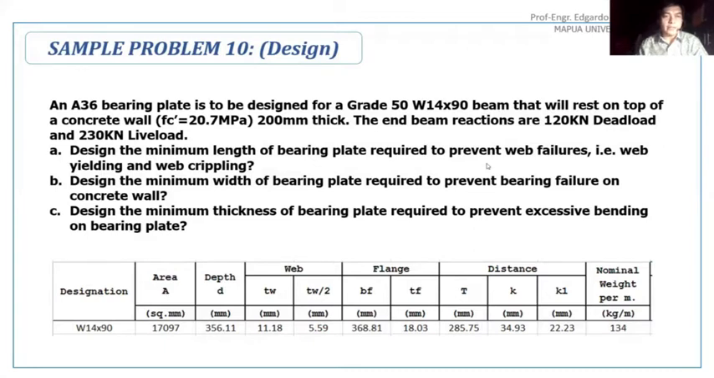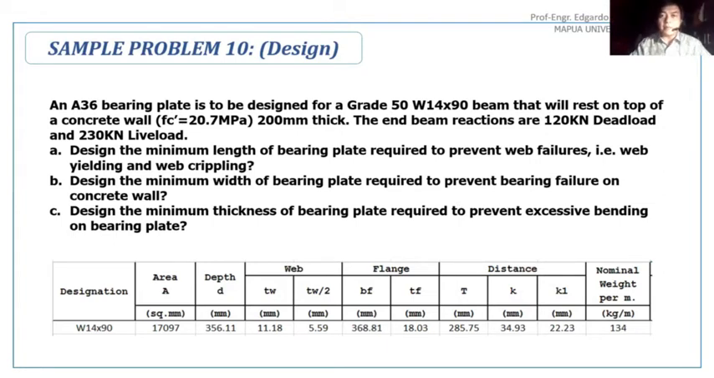So we have an A36 bearing plate. So A36 means Fy is 248. It is designed for a grade 50 W14 by 90 beam. So the Fy of the beam is 50 ksi, that will rest on top of a concrete wall. So f'c of the concrete wall is 20.7 megapascal, 200 millimeters thick. Okay, the end beam reactions are given such as 120 kilonewton dead load and 230 kilonewton live load.